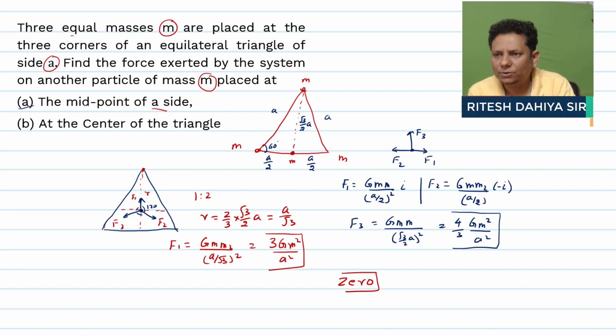So for option A, this is my answer. For option B, at the center of the triangle, 0 would be the right answer.